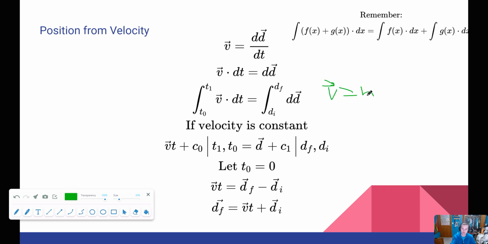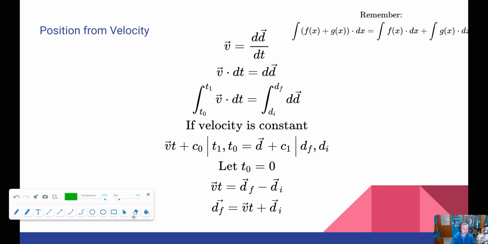We'll just say n, right? It needs to be some number, and you can get this result out. So the antiderivative of v times dt, v times t plus a constant, evaluated at t1 and t naught, and then you just get the vector d. If you integrate with respect to dd, you just get the vector d out plus some constant evaluated at that. You're going to let your t naught equal 0, so the constants drop out, and then you get that the vector vt is equal to the final displacement minus the initial displacement, and then you can rearrange to solve for your final displacement. Okay.